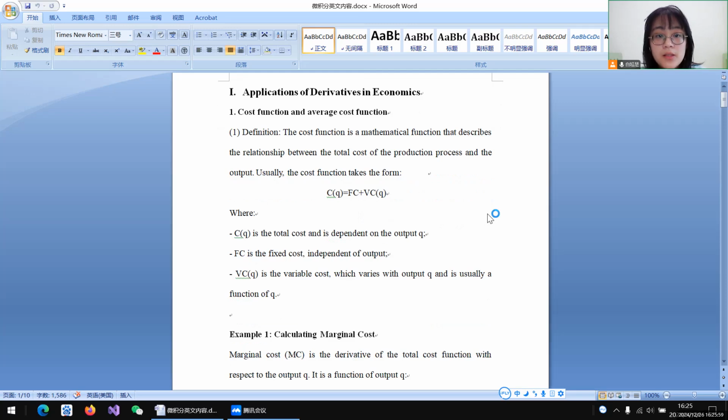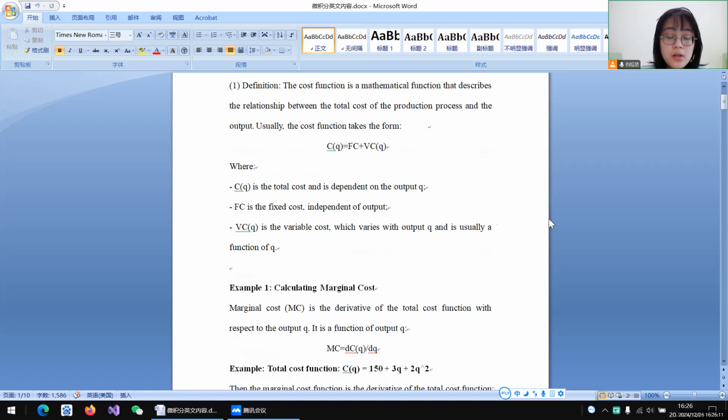FC is the fixed cost, which is independent of output. VC(Q) is the variable cost, which varies with output Q and is usually a function of Q. We can show an example. It is calculating marginal cost.